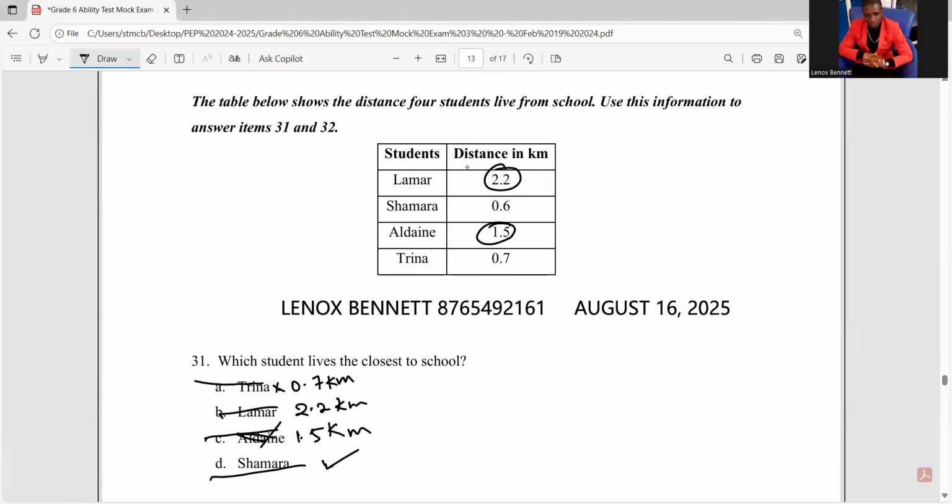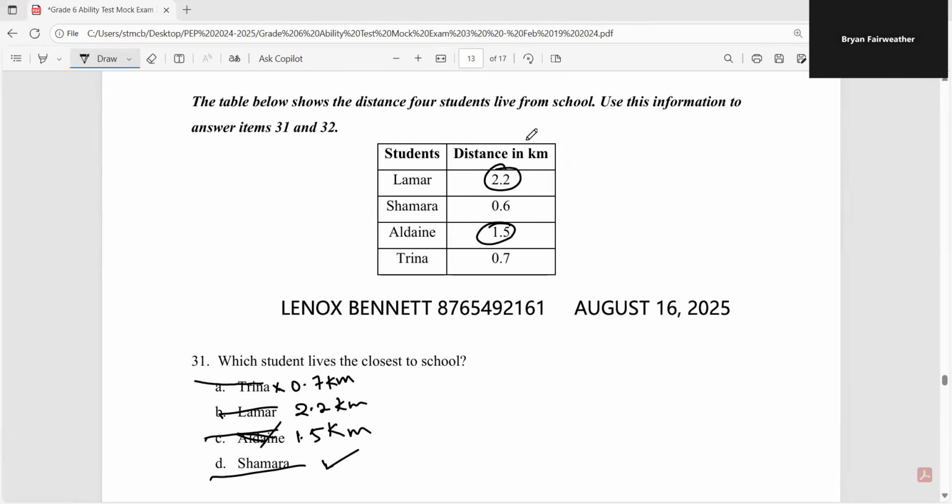Yeah, man, I agree. Very good. I didn't know you were not finished. Okay. If you pick Lamar, it's incorrect. Alvin, incorrect. Trina, incorrect.